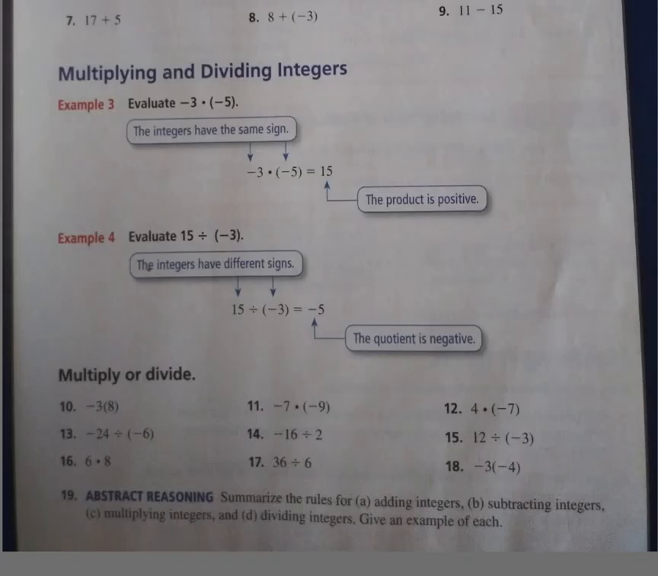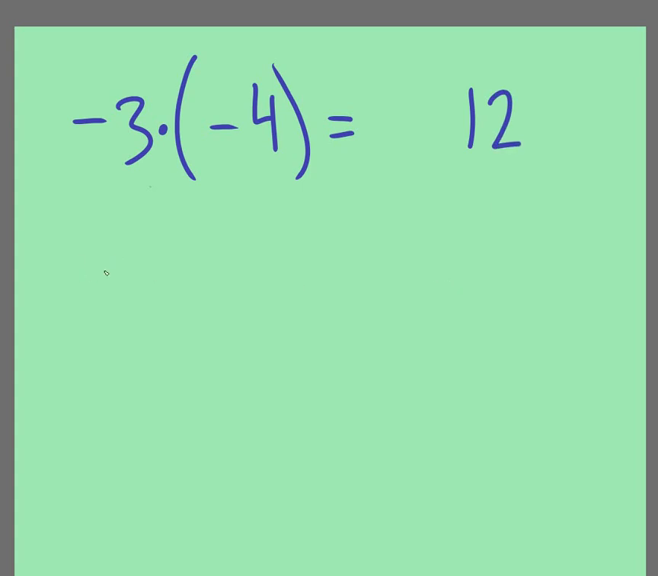And the last one is negative 3 times negative 4. So again, remember, when you see this parenthesis and a number next to it, that means multiplication. Negative 3 times negative 4. 3 times 4 is 12. And a negative times a negative is a positive. So that means it's going to be a positive 12.